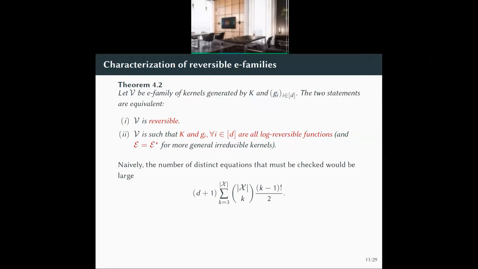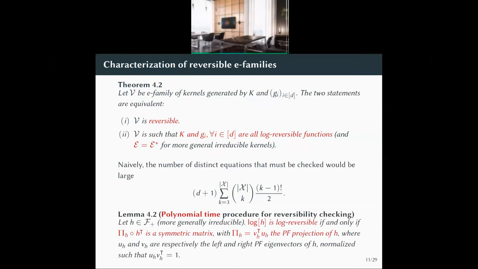Now suddenly you have a lot of equations you need to check in order to decide whether this family would be reversible or not. But you can do better. You can say for some H in F plus, the log of H plus will be log reversible if and only if this Hadamard product of H transpose and the Perron-Frobenius projection of H will be a symmetric matrix.